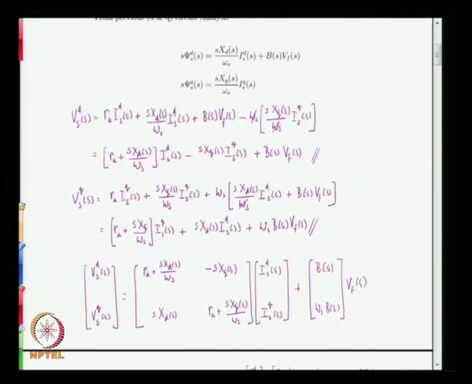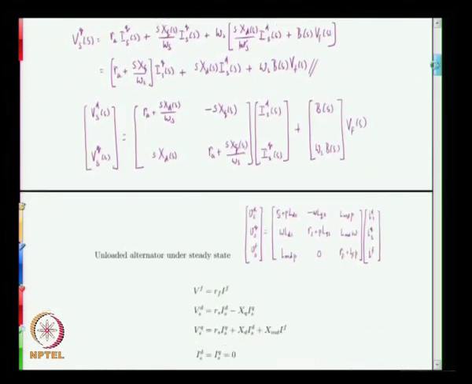Having written it in this form, let us now see what we are going to do. We started out by saying that we want to analyze the performance of the machine under short circuit conditions. So, we start out with the unloaded alternator under steady state. Unloaded alternator in the sense we have the alternator operating on essentially open circuit, means no flow of currents, and under steady state at constant speed.